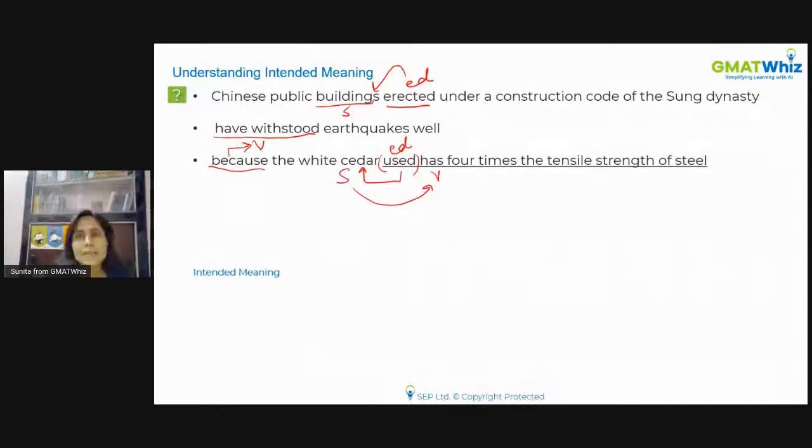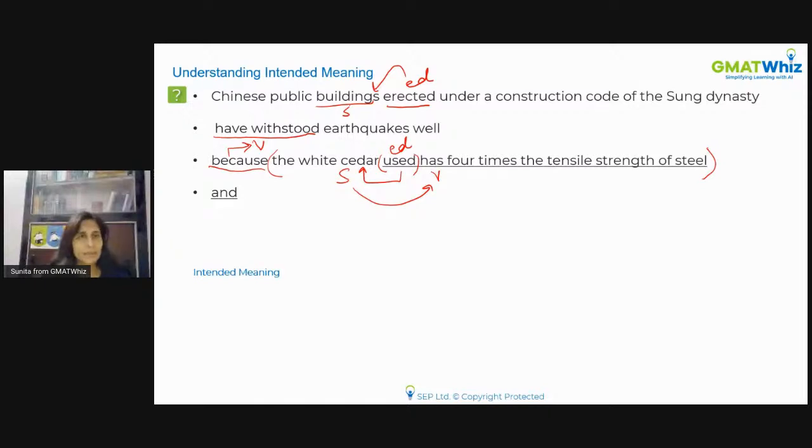All right. So this white cedar, whatever it is, is four times as strong as steel, and steel has a tensile strength. So there seems to be nothing wrong here, as far as I can see. Let me read forward. Okay, so something else is going to be stated. So because of this, and then you have an and, perhaps another reason is going to be stated why these buildings have withstood earthquakes well. I've already been given one reason, and that is the white cedar is very strong.